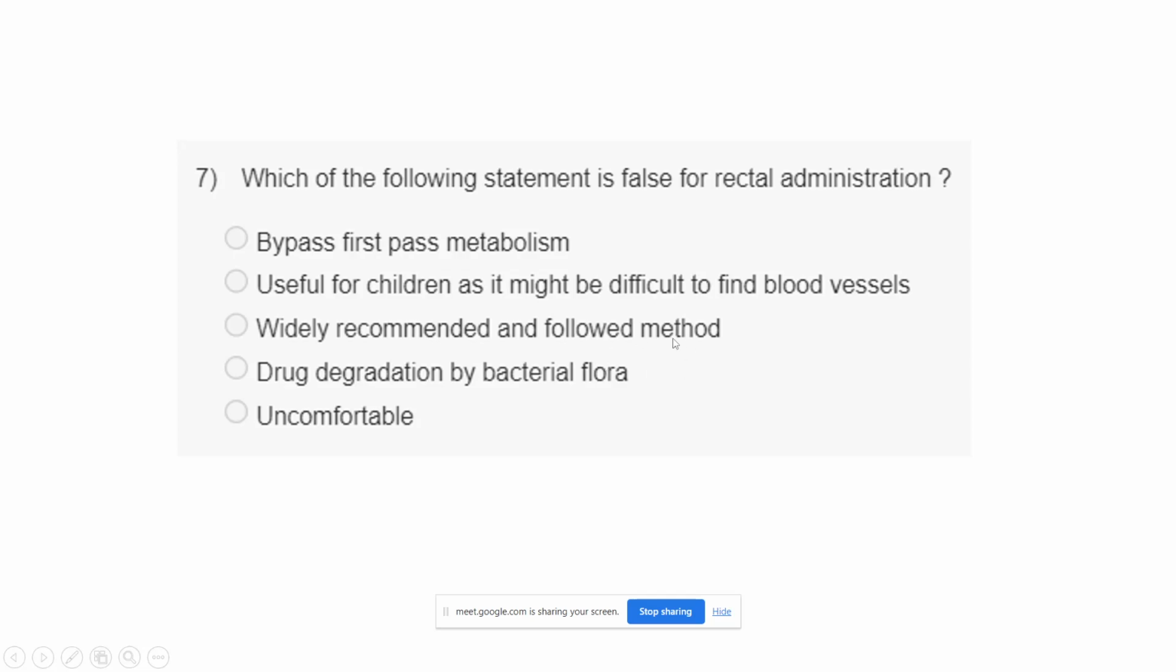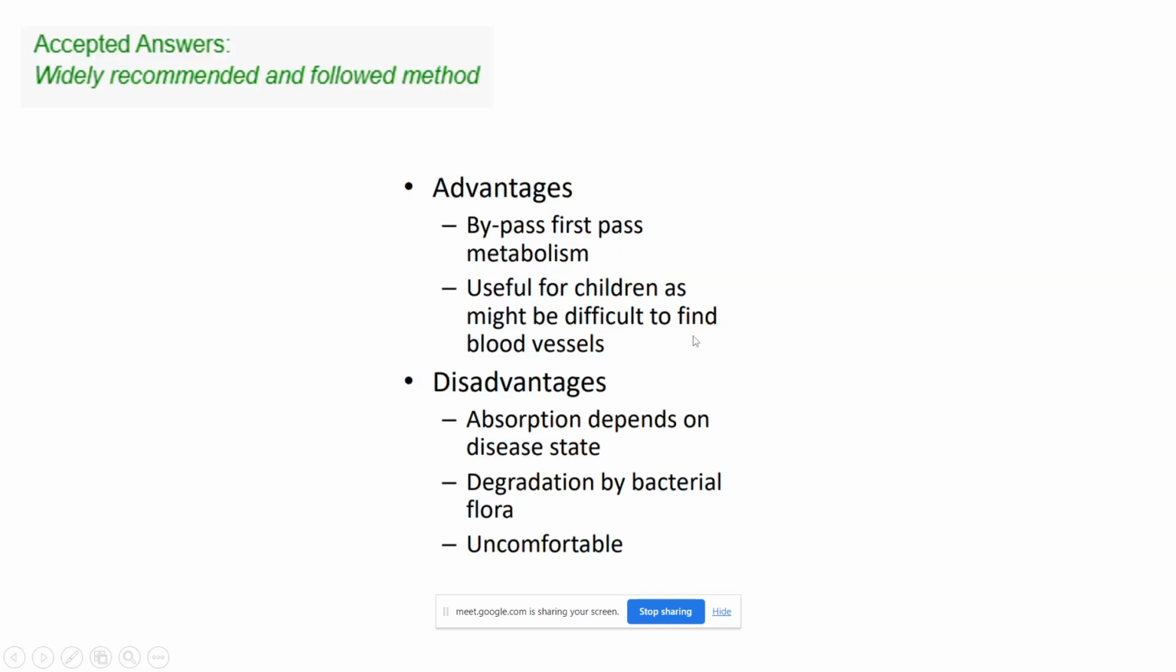Widely recommended and followed method: this is not widely recommended, so this is a false statement. So this is the correct answer. Also, drug degradation by bacterial flora, and it is uncomfortable. These are also correct options. So widely recommended and followed method is the correct answer for this question.